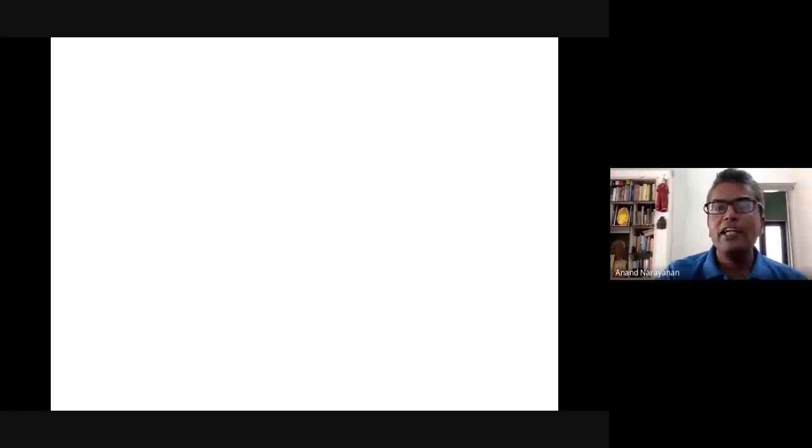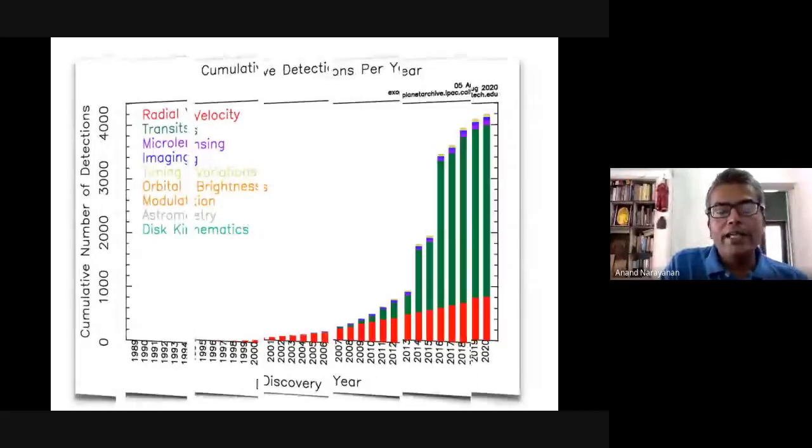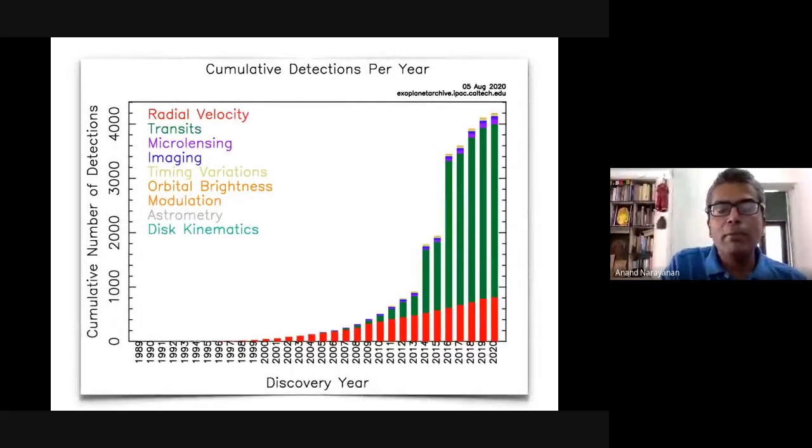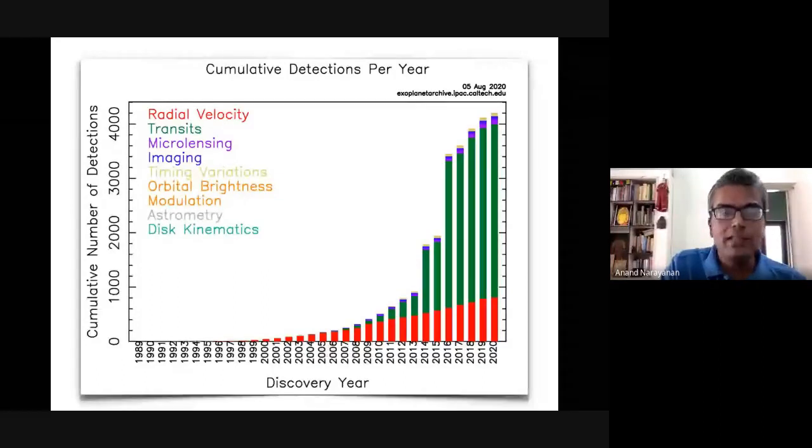Prior to 1995, the only planetary system that we knew of was our own solar system. In 25 years, astronomers have discovered more than 4,000 planets orbiting various stars in our own galaxy. So what you are looking at is a histogram that shows the number of extrasolar planets discovered over the last 25 years. And the colors represent the techniques that are used for finding these extrasolar planets.